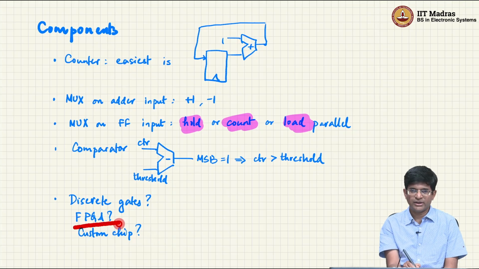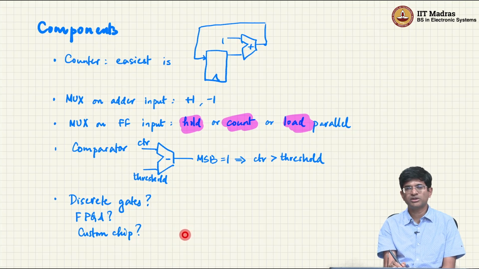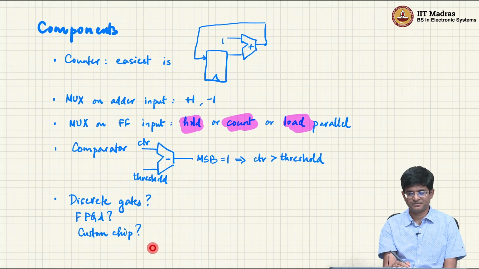FPGAs, we'll get to this later. Custom chips: you could also choose to design a custom circuit that does just this particular functionality, or more importantly a custom IP, an intellectual property that could be used by someone who is designing a microcontroller chip. So the components basically fall in place and you would be able to get the final design that you wanted.